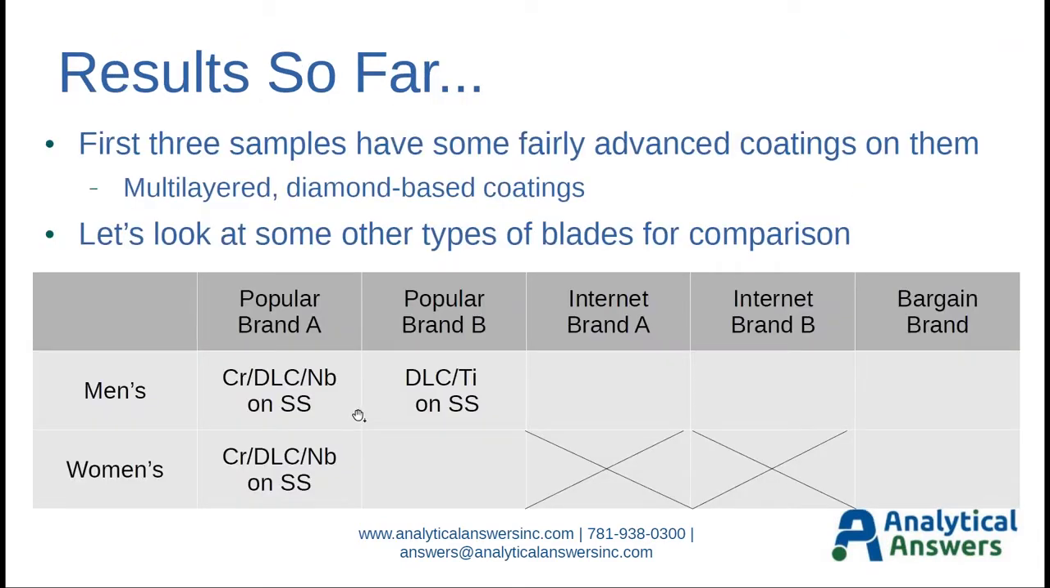Okay, so now here's our results so far table again. All three of these samples have some fairly advanced coatings on them. They're multi-layered, they're diamond-based, and that's not easy to do, and it's not cheap to do, but there's obviously a performance benefit to them, or else nobody would do them. So let's just calibrate our eyes on some types of blades that you might not think would be advanced coated.